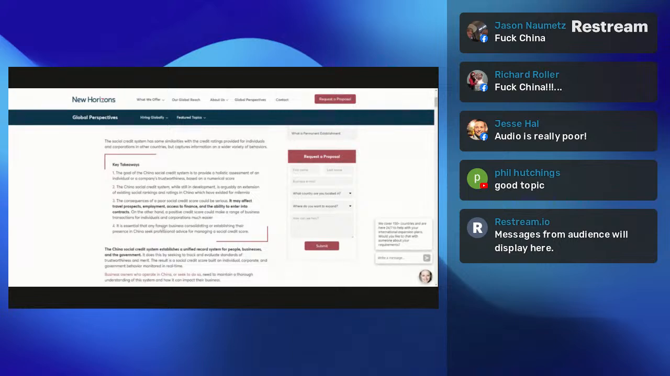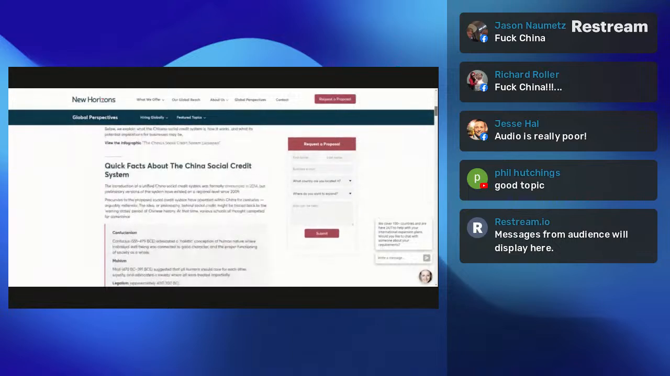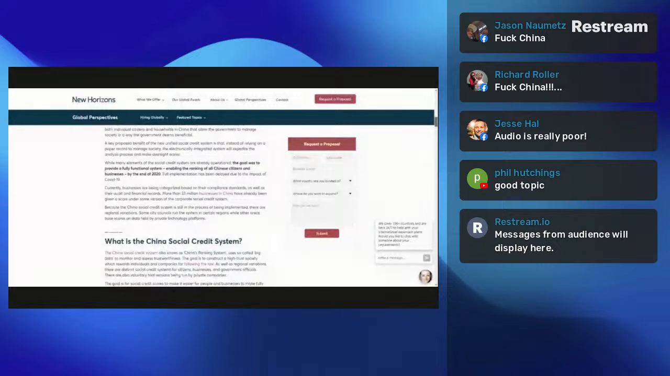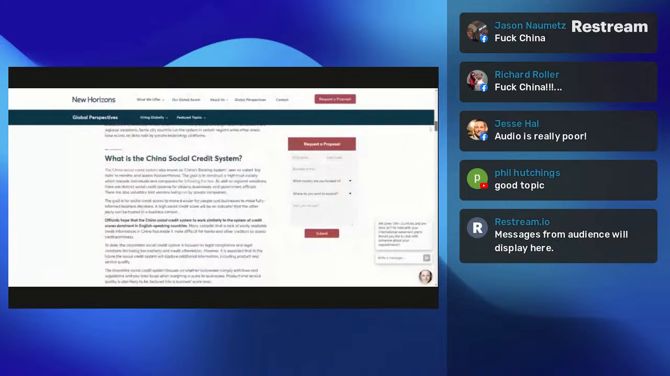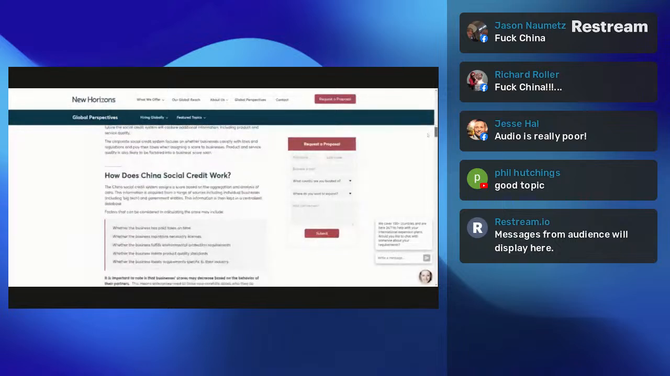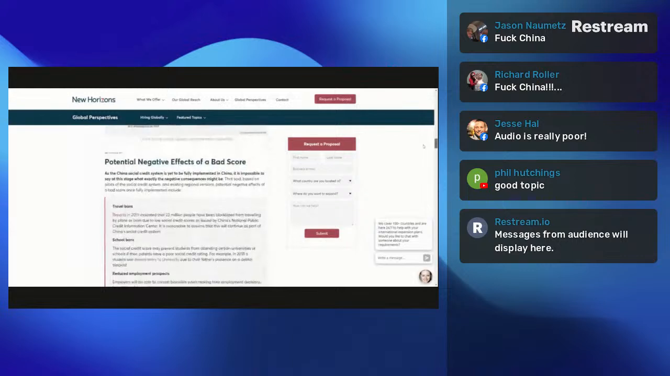It is essential that any foreign business considering establishing their presence in China seek professional advice on the social credit score. Right, but we have a similar system with our own Equifax and Better Business Bureau. I mean, you can go on any business that's rated on Google. People put in all kinds of reviews, so it's not as if they're doing anything different.